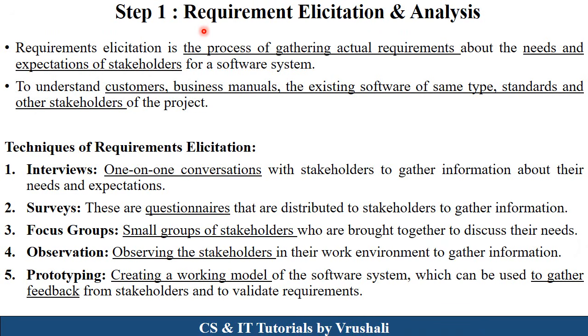Now, the next step in the requirement engineering process is requirement elicitation and analysis. Basically, requirement elicitation means gathering all the actual requirements from the customer, to analyze the need of the customer and what exactly the customer wants. Here in this process, they also understand which type of customer and which type of organization will use this particular product, business manuals. Suppose the customer wants a college management system application, so they check whether this kind of existing software is available or not, the standard of the product, and other stakeholder details. So all these things are analyzed in this particular process.